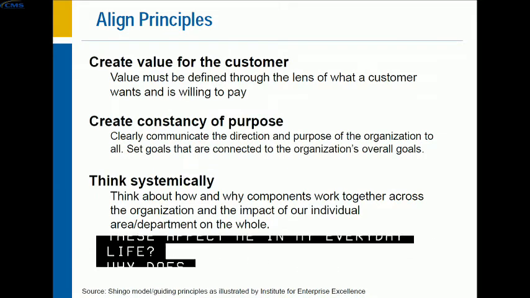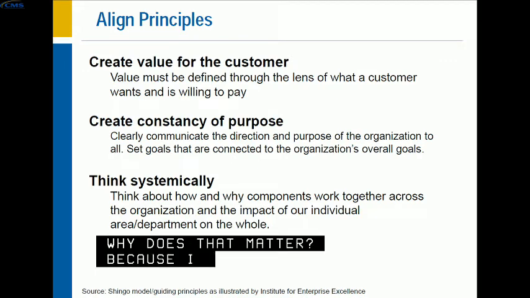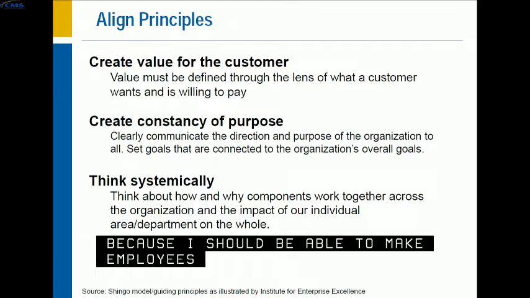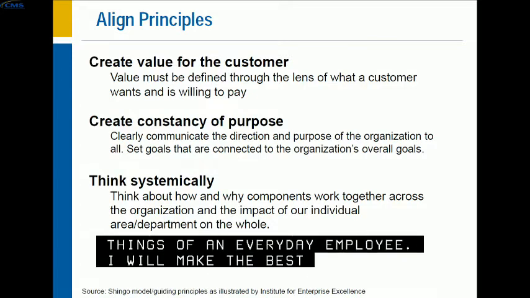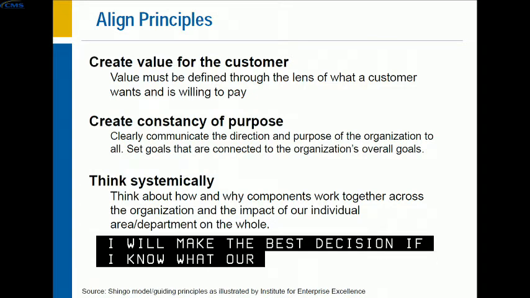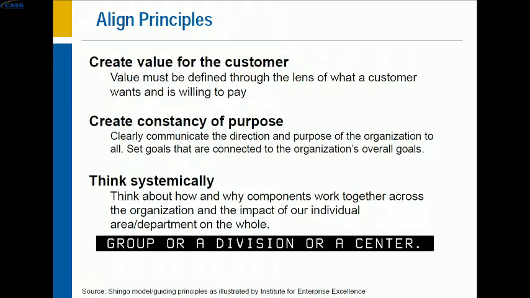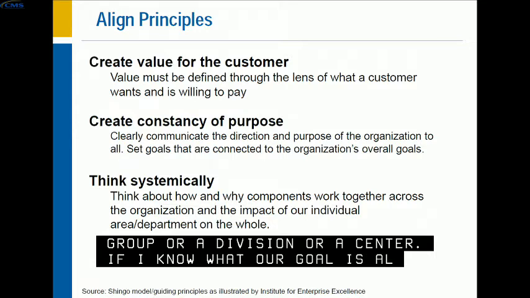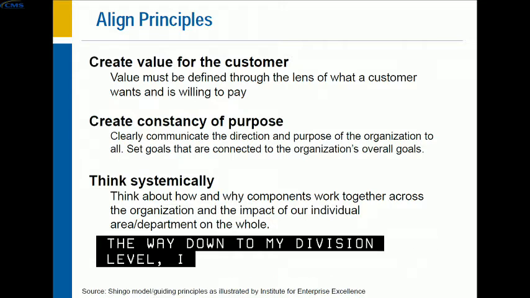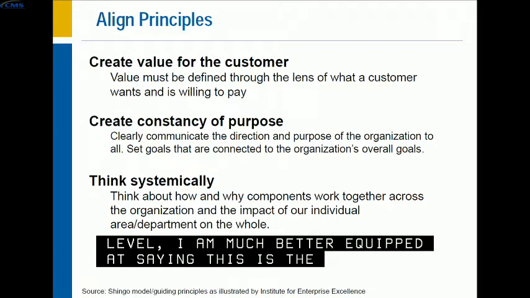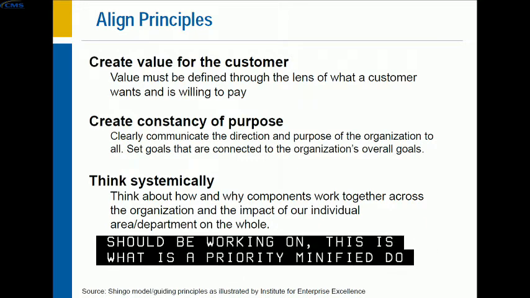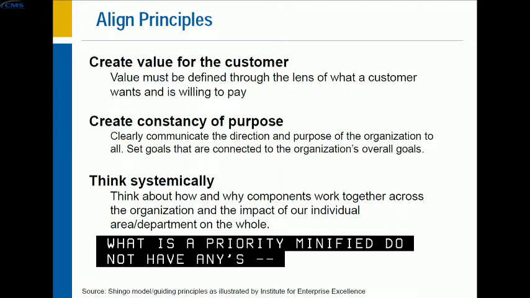And I'm going to be making the best decisions if I know what our goal is as a group or as a division or as a center. And if I know what our goal is all the way down to my division level, I'm much better equipped at saying today, these are the things I should be working on, these are the things I should be fixing, this is the stuff that's a priority, than if I don't have any sense of what it is we're actually trying to achieve overall as an organization, but also what are we trying to achieve as a division?